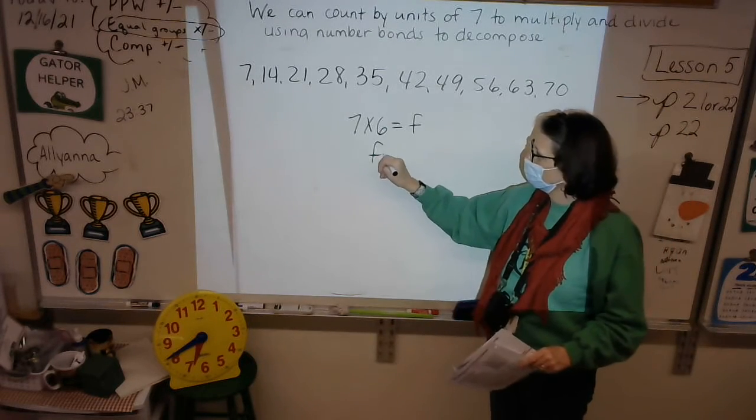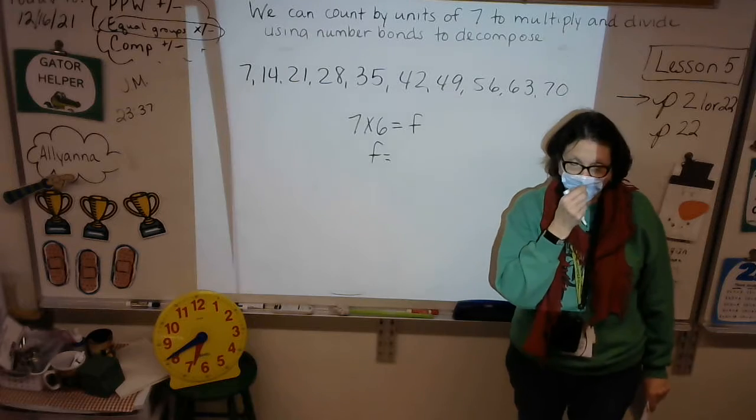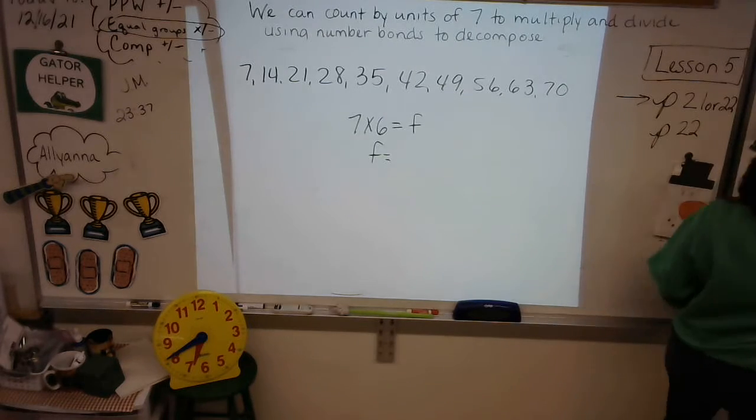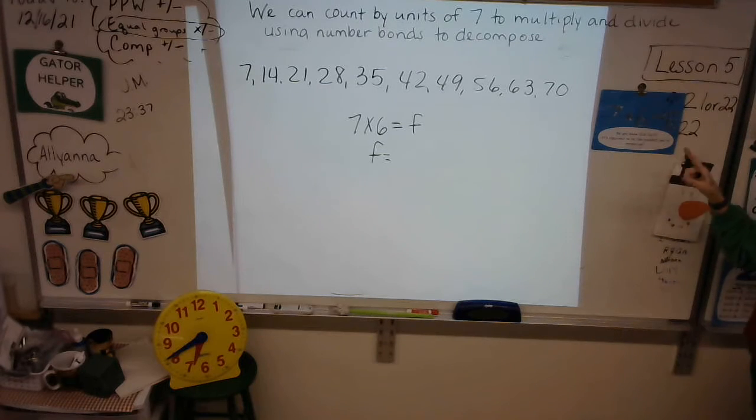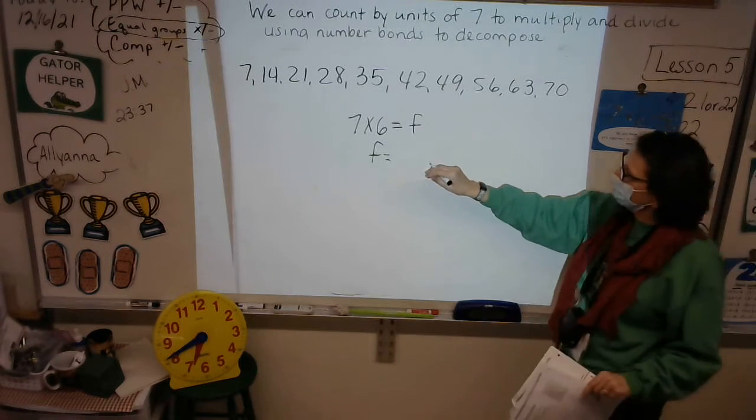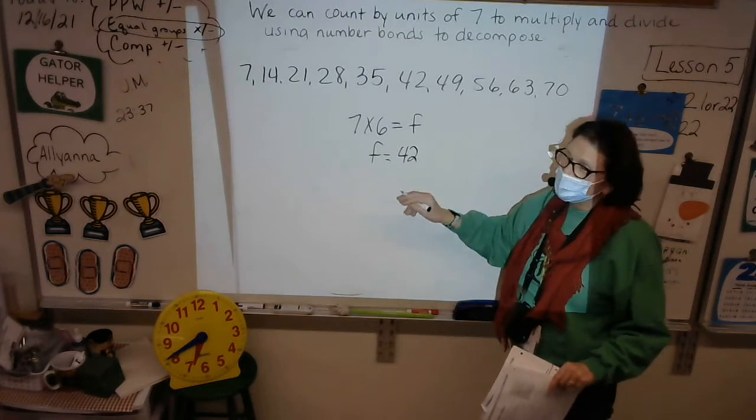What does F equal? That was a bad example, because I keep reminding everybody I did do this little glittery poster because I wanted everybody to remember this, just like that. Lock it in. Don't skip count. Just commit it to memory. So 7 times 6 is 42. So F would equal 42. That was a bad example.